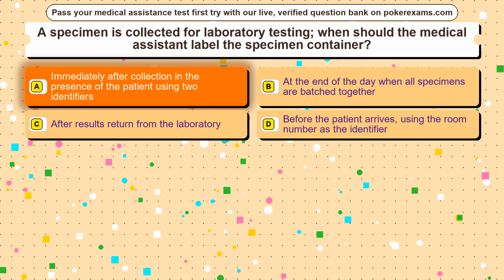The correct answer is option A. Immediately after collection in the presence of the patient using two identifiers.